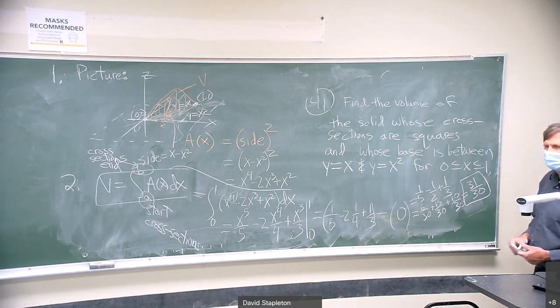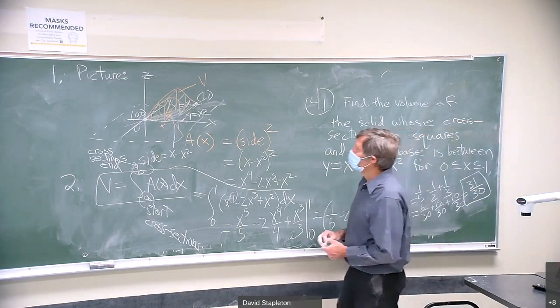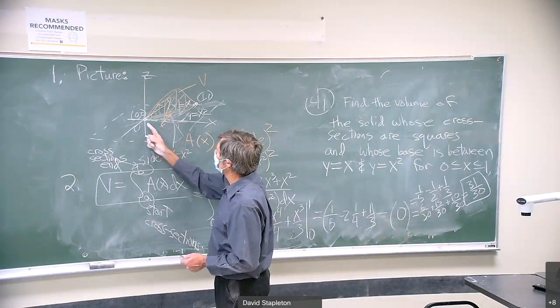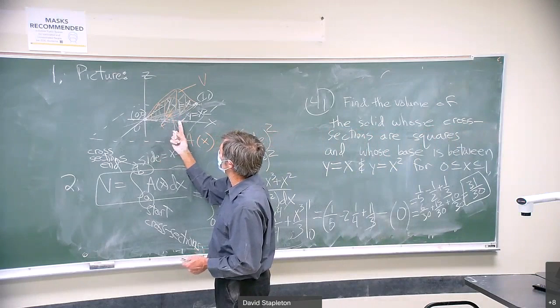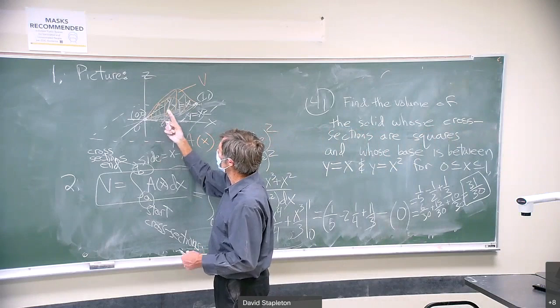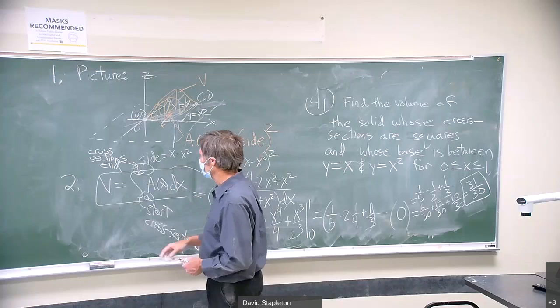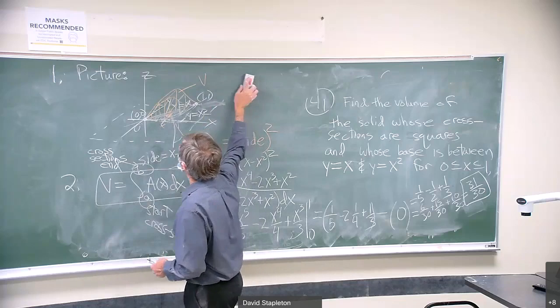Questions on that one? If that scares you, well, the rest of these will get easier. But that's the general case for the method of cross sections to evaluate a volume. If cross sections each have area A of x at any point x between x equals a and x equals b, perpendicular to the x-axis, the volume of the solid you generate that way is just the integral of A of x dx, A of x being the cross section.